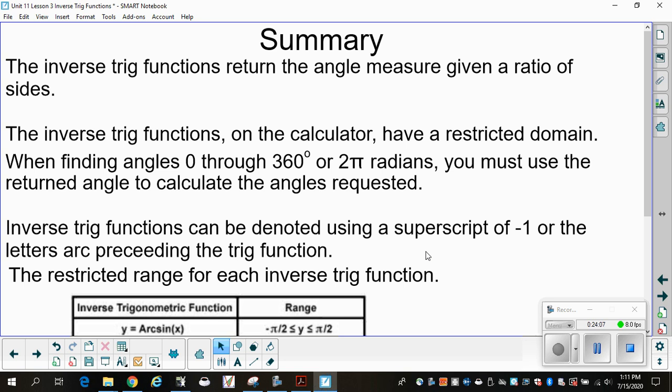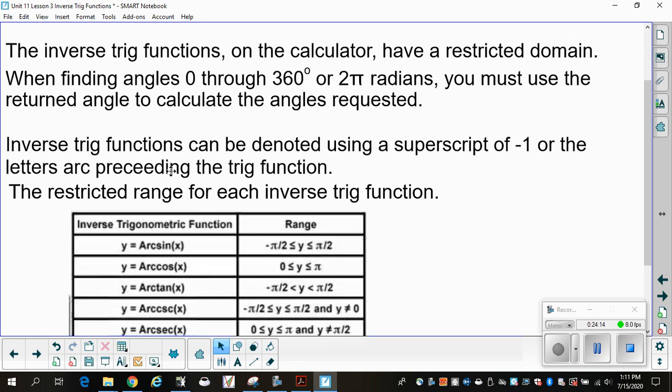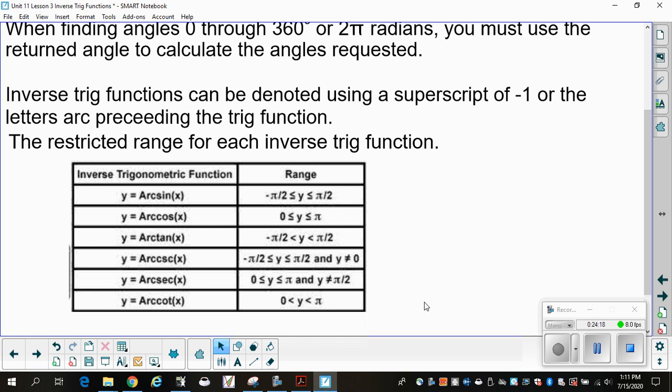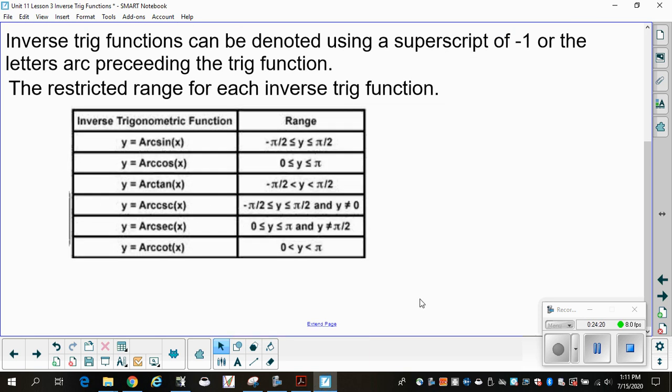Inverse trig functions can be denoted using a superscript of -1 or the letters ARC preceding the trig function. The restricted range for each inverse trig function is as follows. That's it.